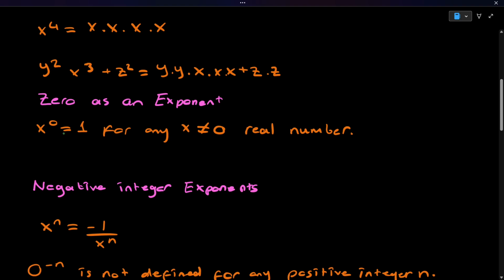Zero as an exponent. x to the power of 0 will be equal to 1 for any x that is not equal to 0, a real number. 0 to the power of 0 is not defined.